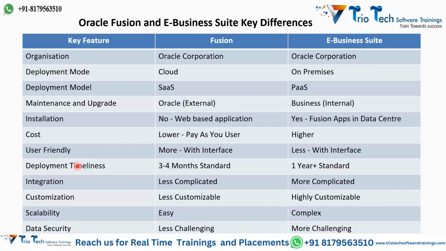Deployment timelines means in how many days or months the business can implement this product and start using it. So the deployment timeline in the case of Fusion is very short, 3 to 4 months, meaning any business that wants to go with Oracle Fusion can turn around within 3 to 4 months, get the product implemented and start using it. Whereas in the previous version, one plus years was the standard timeline given. So the business needs to wait at least 1 whole year to get the benefits of this product or to start using it, right?